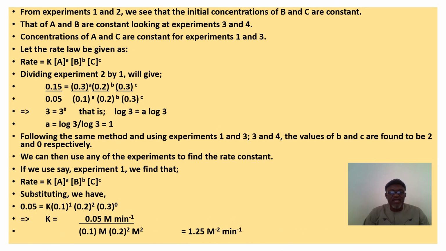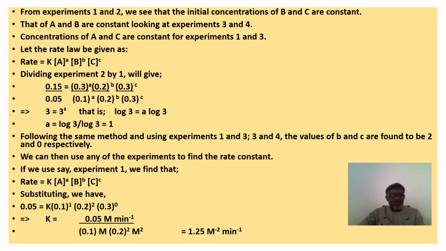Now then, from experiments 1 and 2, like I said, we see that the initial concentrations of B and C are constant. So it's only A that changed. That of A and B are constant looking at experiments 3 and 4. And then when we look at experiments 1 and 3, that tells you what is happening, the ones that are constant. So let the rate law be written as: rate is equal to k into [A] to power a, [B] to power b, and [C] to power c. So this is the rate equation we are trying to solve now.